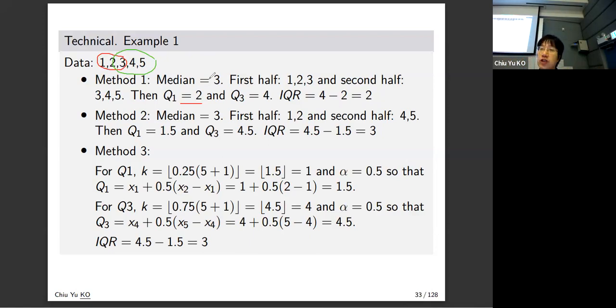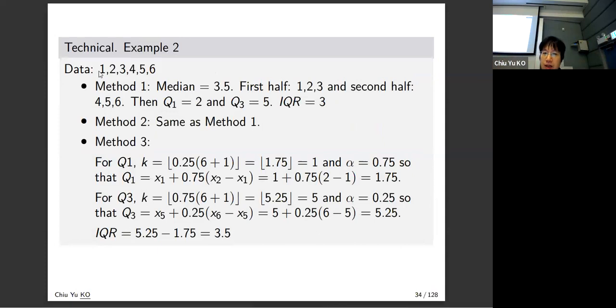For the first method, remember, you find the median first. Your median is part of the data. You keep it in your first half and the second half. That's it. Let me give you another example. The same, if 1, 2, 3, 4, 5, 6, the median is 3.5, but 3.5 is not there, so it doesn't really matter. You just look at 1, 2, 3, and 4, 5, 6. The median here is 2, the median there is 5. The IQR is just 3. Very simple, right?